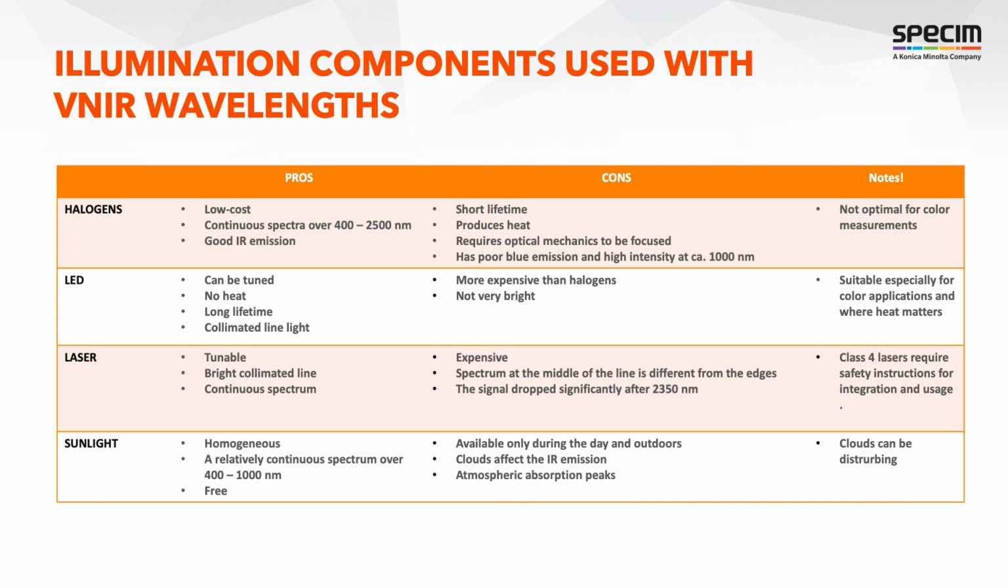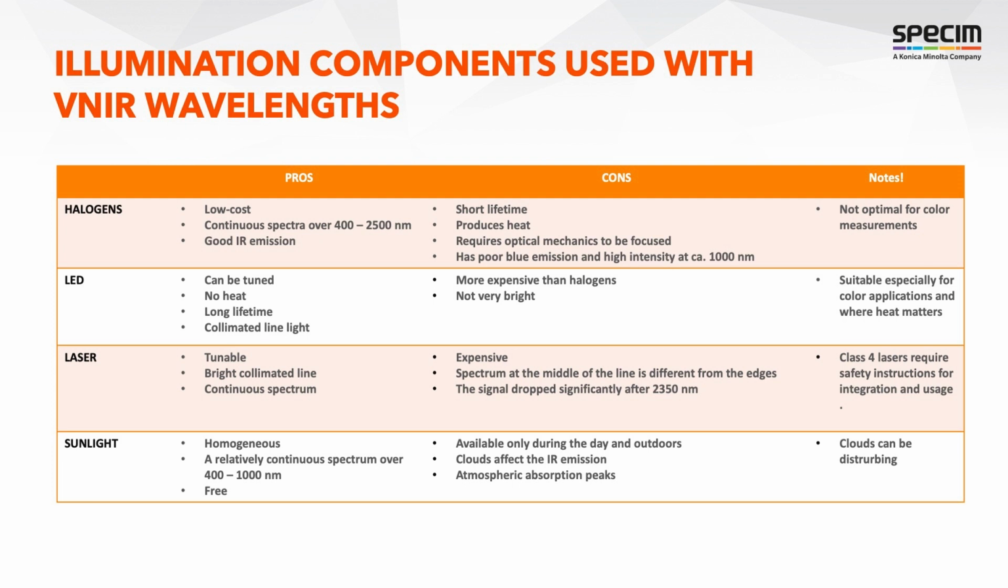The next one, LEDs, is very suitable when you need to be careful about the heat load on your sample. In some applications, for example in the food industry with frozen products, you don't want this heat load, so you are really good with LEDs. Another good thing with LEDs is that the spectrum, especially at the blue end, is pretty high compared with halogen. For color inspection, LEDs are actually preferred.